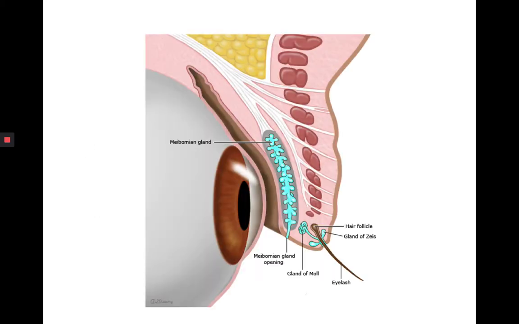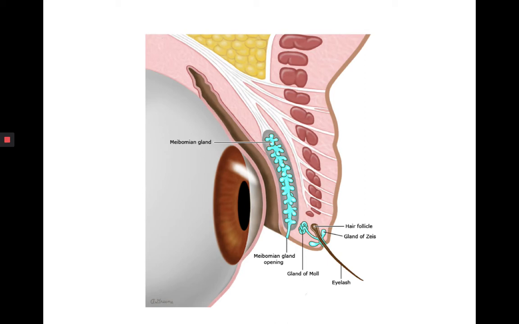Here is the anatomy of the lids and lashes. As you can see, there are several important glands associated with the eyelid and the eyelashes. The meibomian glands are modified sebaceous glands located within the tarsal plates of the eyelids, and they're responsible for secreting the oily layer of the tear film that prevents tear evaporation, reduces the surface tension of the tear layer, and facilitates the spread of tears.